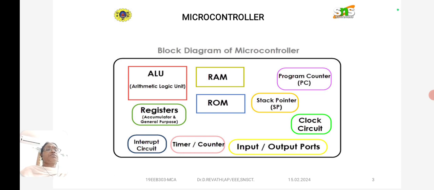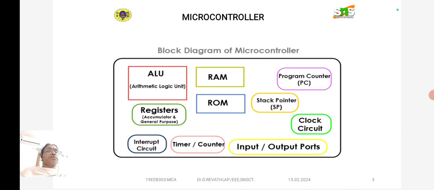The stack pointer is used whenever an interrupt occurs in the program. The main program is stored into the stack, the subroutine is performed, and then it comes back, gets the information from the stack, and continues the main program. For that we use the stack pointer. The clock circuit generates clock inputs, and based on the clock, the functions are executed. The timer and counter also control how instructions are executed.